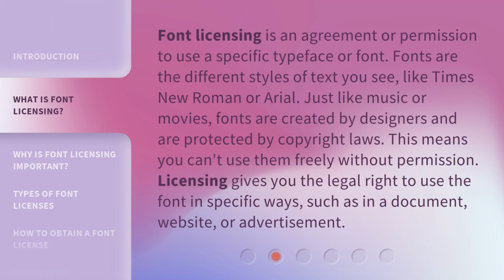Font licensing is an agreement or permission to use a specific typeface or font. Fonts are the different styles of text you see, like Times New Roman or Arial. Just like music or movies, fonts are created by designers and are protected by copyright laws. This means you can't use them freely without permission. Licensing gives you the legal right to use the font in specific ways, such as in a document, website, or advertisement.